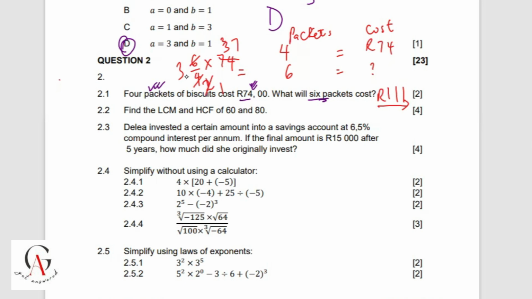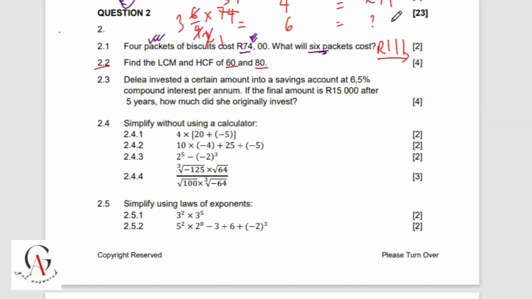2.2. They want us to find the LCM and HCF of 60 and then 80. Okay, so we have 2 approaches to this question, and I'll just share with you at least both of them if possible. Okay, so the first option is the ladder method.